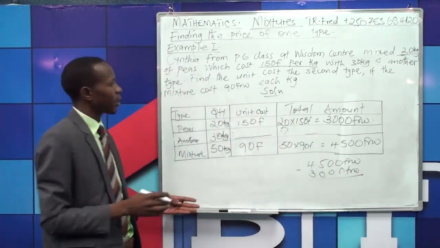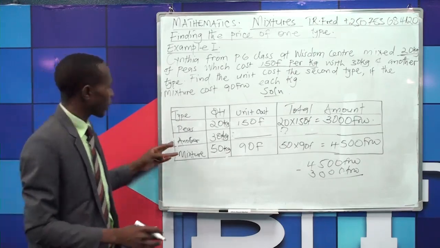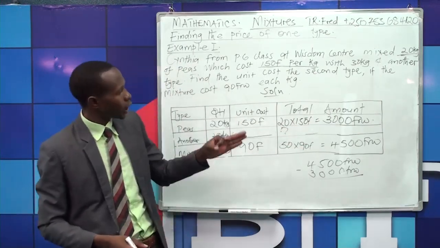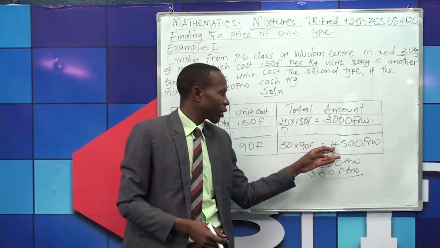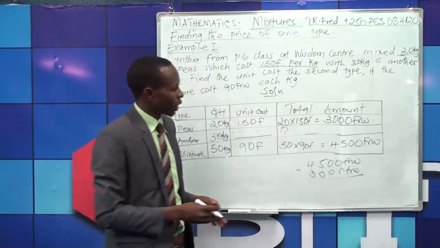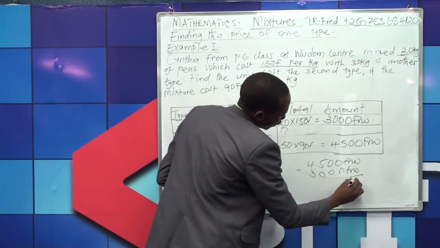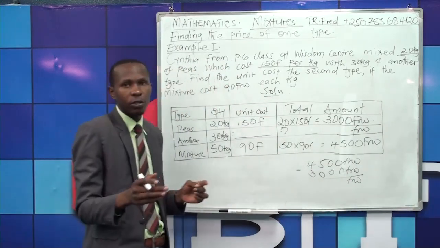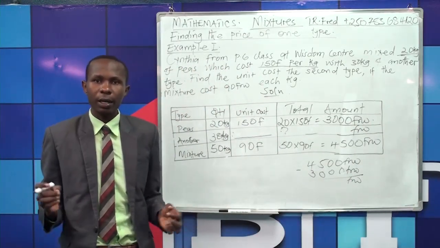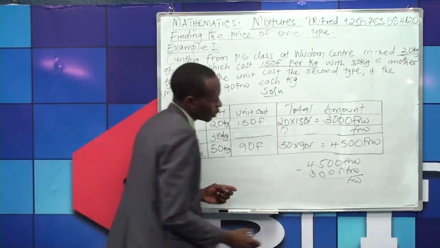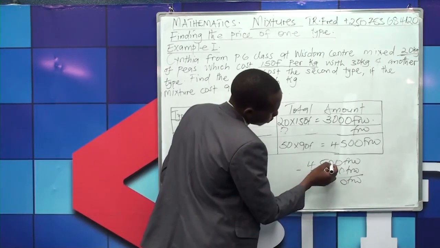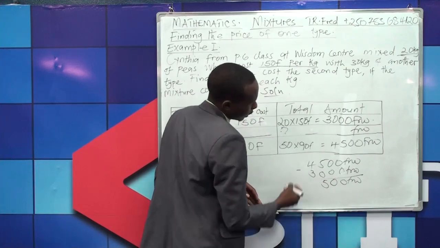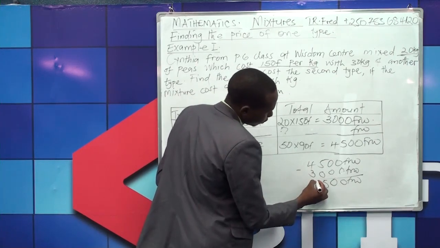So how much do you think was spent on the second type? If for the first type you spent 3,000 and the mixture required 4,500, we shall subtract, maintaining the units. Here the answer must be in units, because it is talking about money. Then 0 take away 0, we have 0. 0 take away 0, we have 0. 5 take away 0, we have 5. 4 take away 3, we have 1.